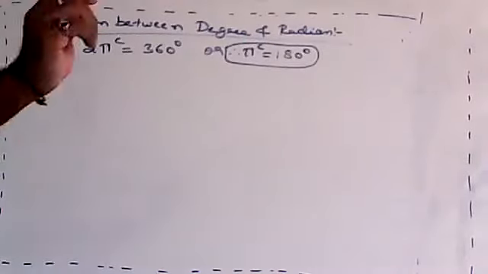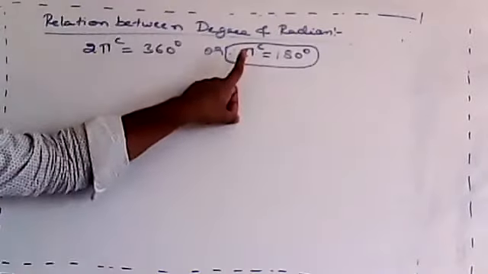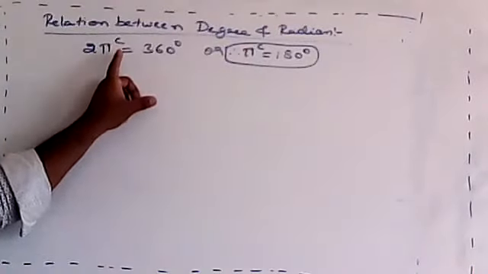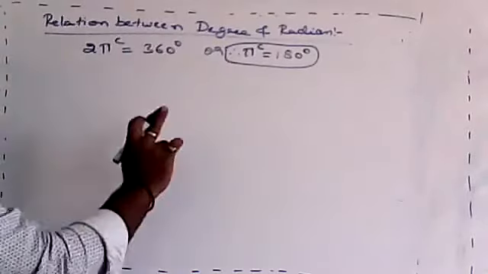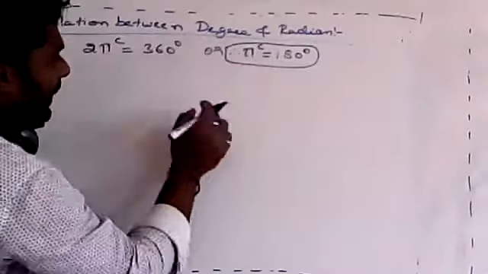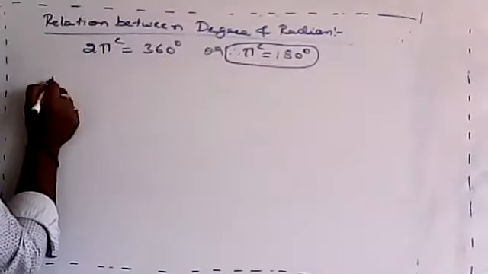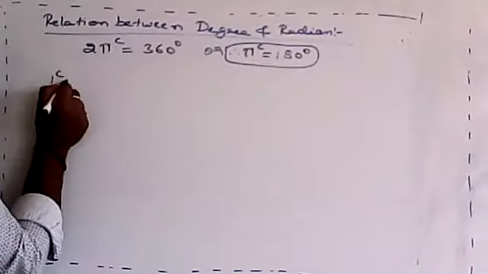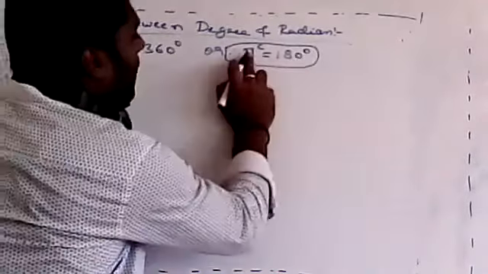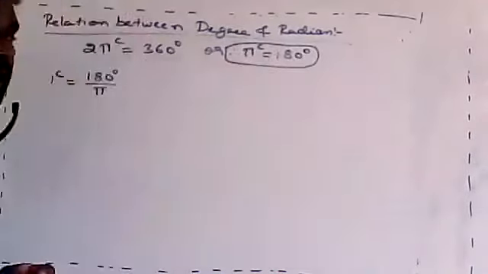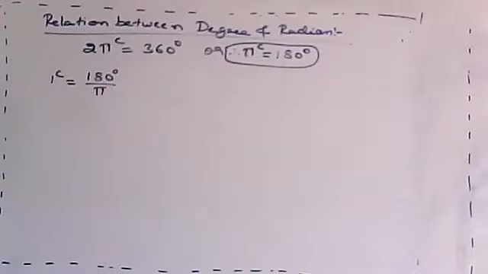Now I'm solving for 1 radian. Complete circle: 2 pi radian is equal to 360 degree, therefore pi radian equals 180 degree. So can I write 1 radian is equal to 180 degree divided by pi? Pi radian equals 180 degree, so 1 radian is equal to 180 degree by pi.